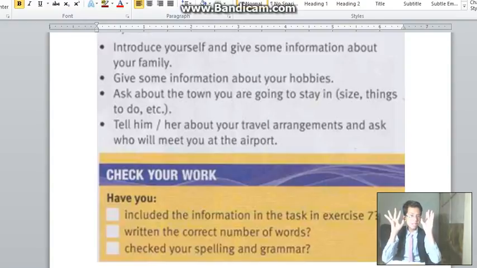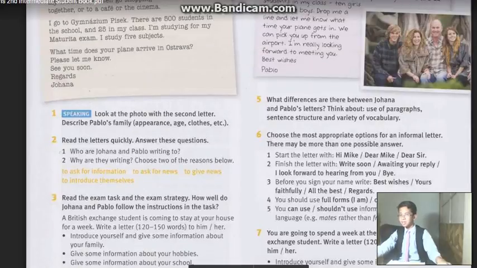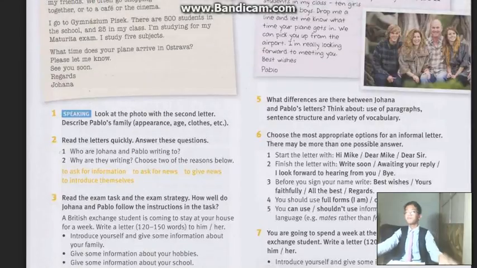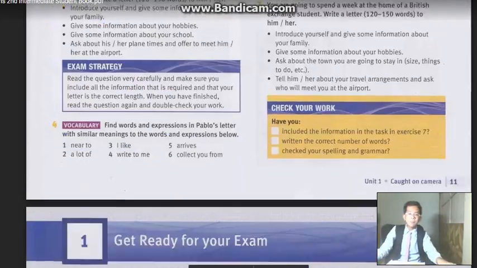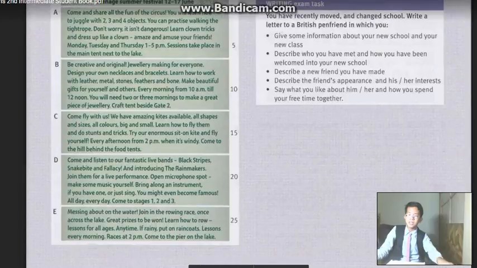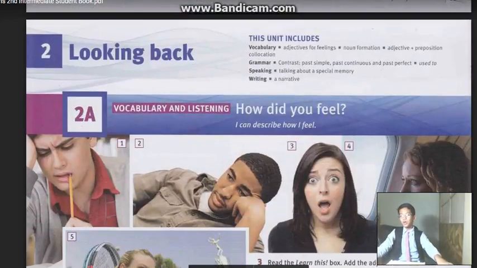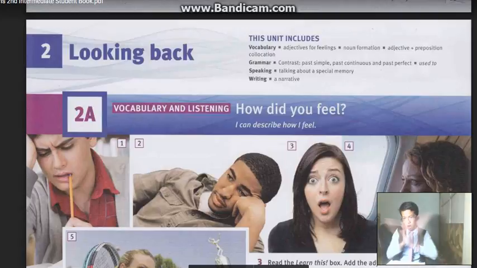So this has concluded our English lesson for tonight. Thank you so much for watching our lesson for tonight, and I hope you will review tonight's lesson. It is in Unit 1G. And remember to write. Try to write, okay? Then next week, prepare for next week's lesson. It is Unit 2, a brand new unit. We'll talk about looking back, with the 2A vocabulary and listening, how did you feel? We'll talk about feelings, okay? Your feelings. So, review 1G and prepare 2A.